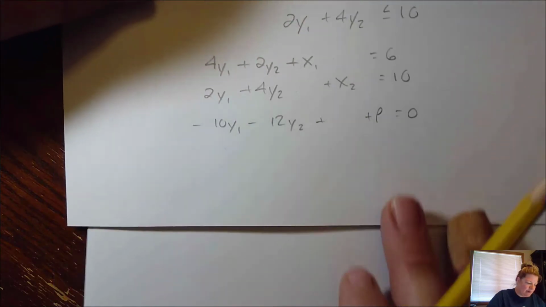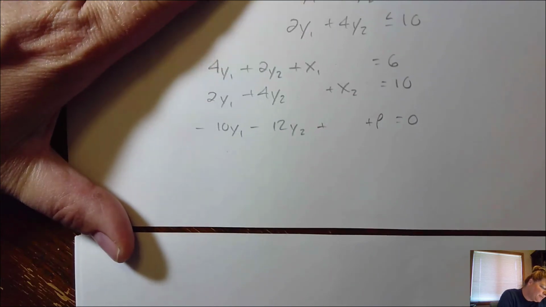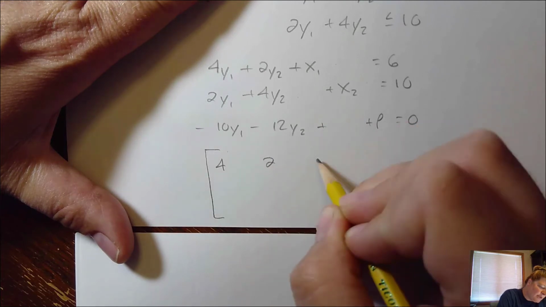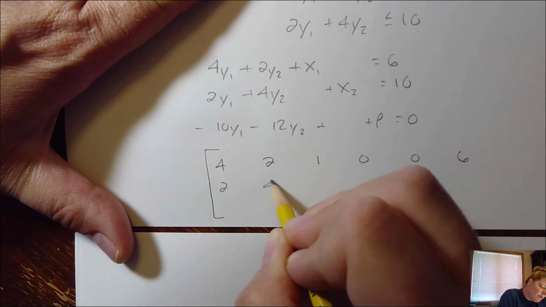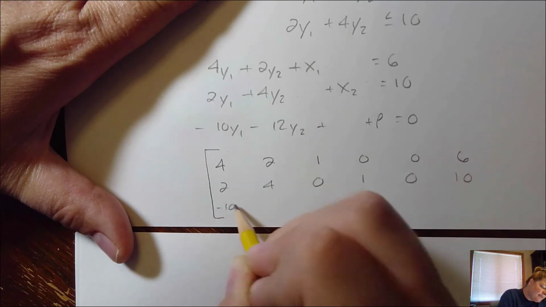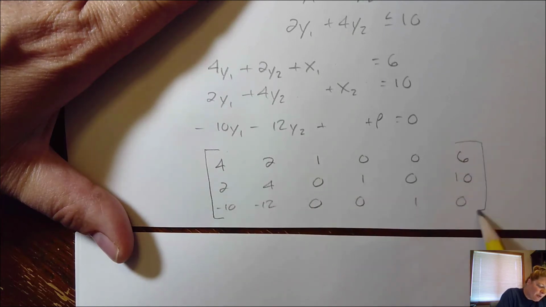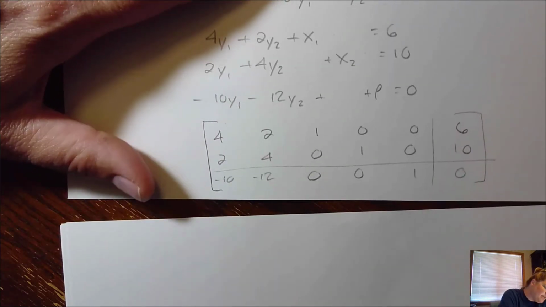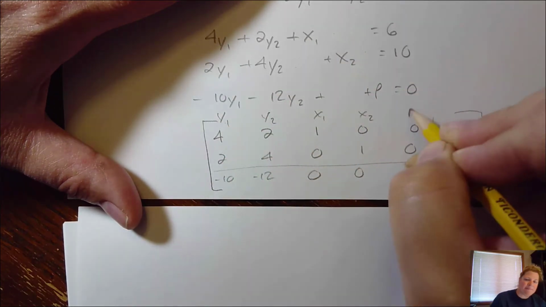I need to see that to be able to write the next step. There we go. So our initial tableau: 4, 2, 1, 0, 0, 6, 2, 4, 0, 1, 0, 10, negative 10, negative 12, 0, 0, 1, 0. Okay, it's a dual problem, so we write a line, not a dotted one. So this represents our y1, our y2, our x1, our x2, and our p.